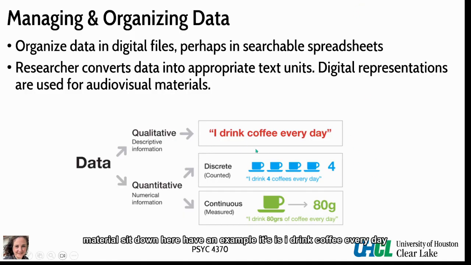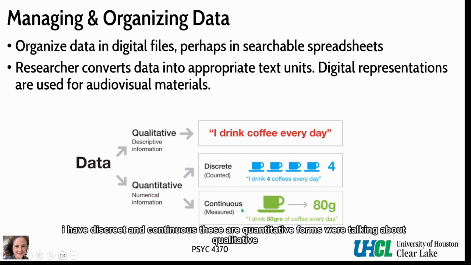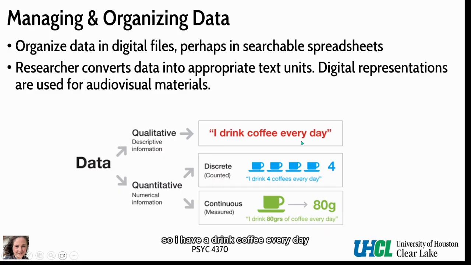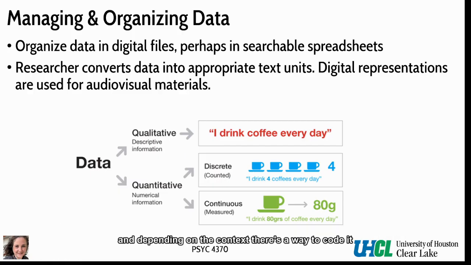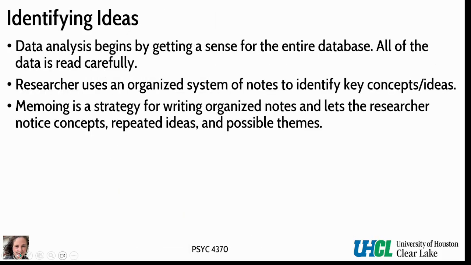So down here I have an example. It says, I drink coffee every day. I have discrete and continuous. These are quantitative forms. We're talking about qualitative. So, I drink coffee every day. I would have to find a way to code that into a form that could be fed into some sort of statistical analysis. The respondent did not say they drank 4 cups. They simply said they drank coffee every day. So it's kind of a yes-no thing. And depending on the context, there's a way to code it.